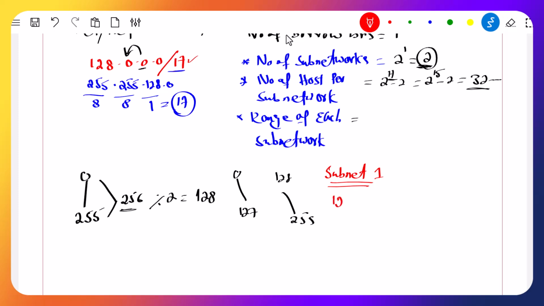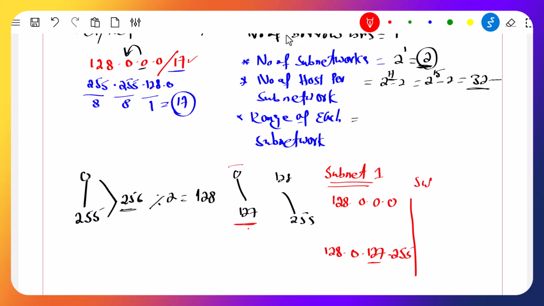Subnet 1 was 128.0.0.0 up to 128.0.127.255. This 127 comes from where? From here. Okay, start from 0, finish on here. Why do I just divide this? Because we borrow a bit from the third octet.